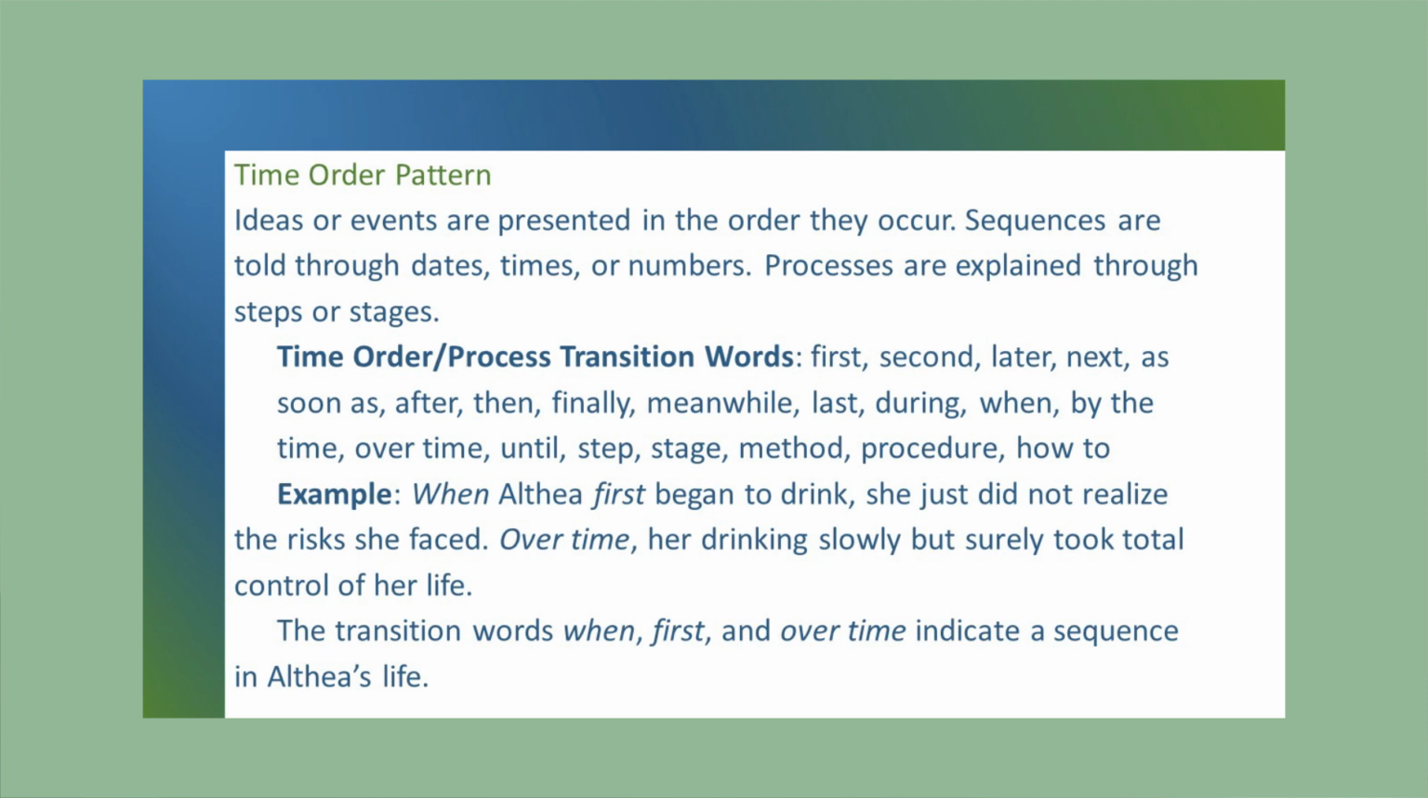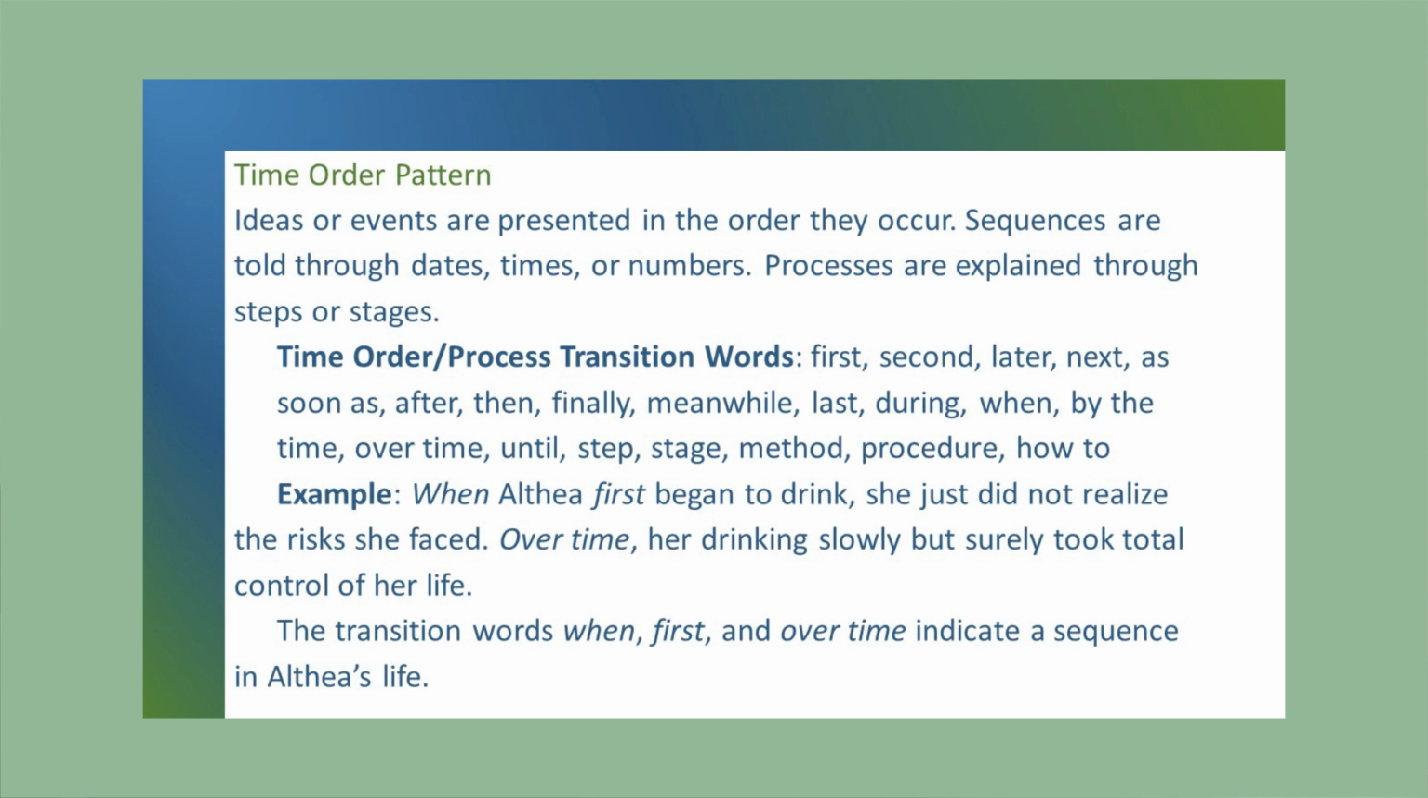Sequences are told through dates, times, or numbers. Processes are explained through steps or stages. So for example, when you're reading a history book, you're probably going to be finding a lot of time order pattern. Here's some examples of time order pattern transition words. First, second, later, next, as soon as, after, then, finally, meanwhile, last, during, when, by the time, over time, until. You might see words like step or stage or message. You might even see words like procedure, or maybe even the term how to, as in how to do a specific task.